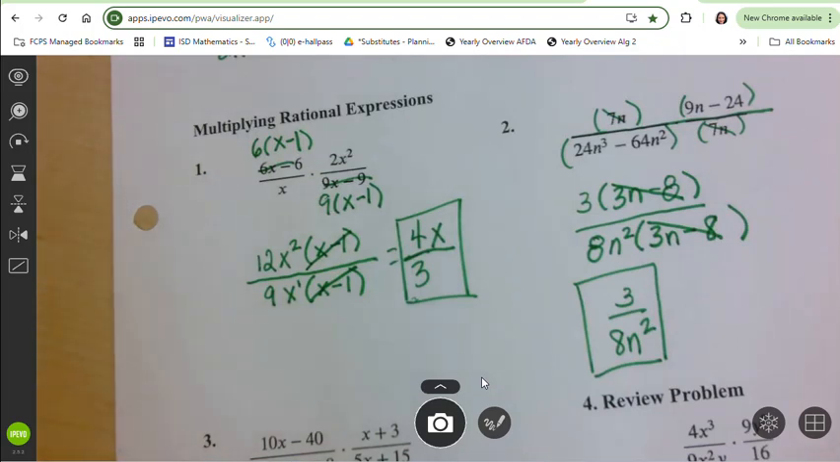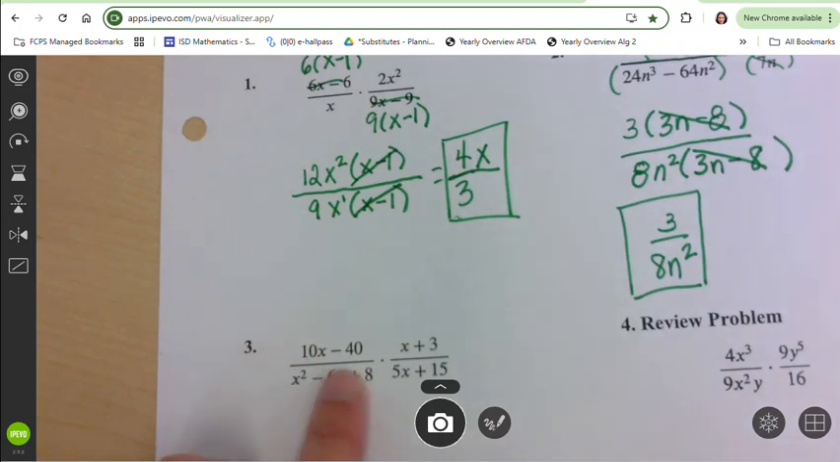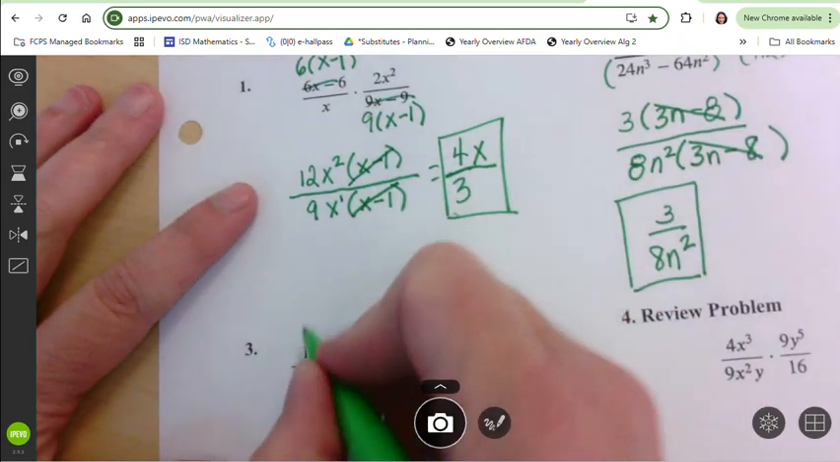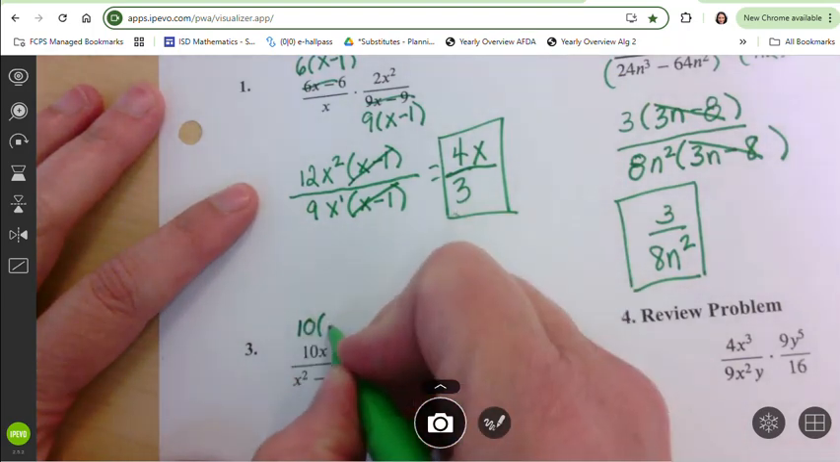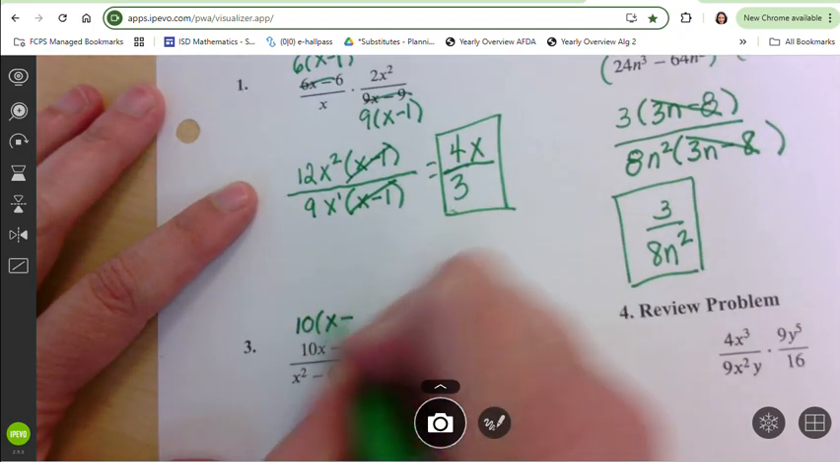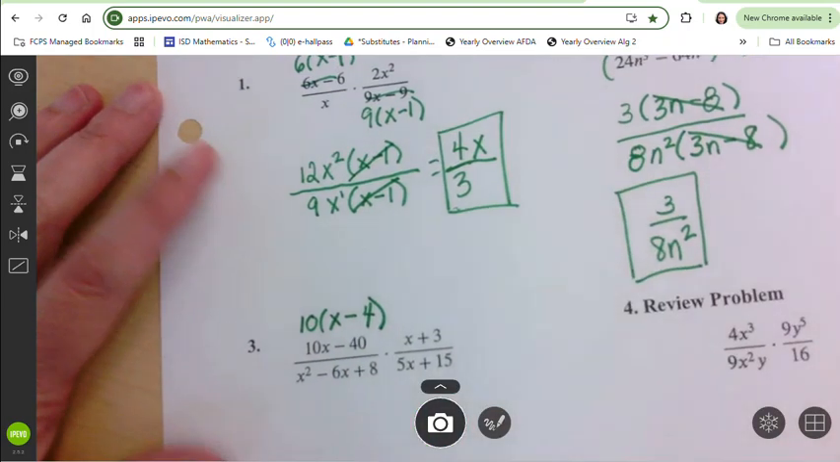All right, I want you guys to try 3. Anything that can be factored, I want you to factor. Okay, 10x minus 40. I know a lot of you factored out a 5 to start, but then you realized you could actually factor out what bigger number? 10, good. So you're going to factor out the 10, and 10 times x is the 10x. 10 times minus 4 is the minus 40.